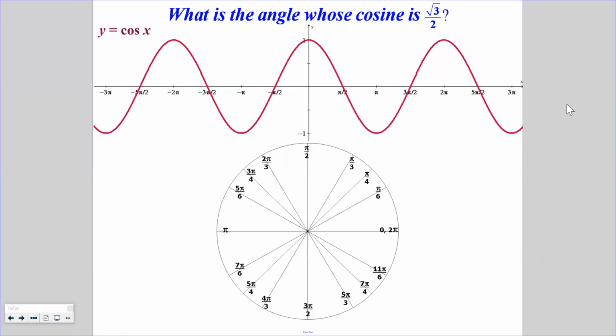All right, so similarly, what if I ask this question? What is the angle whose cosine is √3/2? So √3/2 is the decimal value 0.866 something. So let me just sketch a curve somewhere like that, all right? There are many angles, again, where cosine is equal to √3/2. We only need to list one of them. I don't want to know all of them because cosine goes on to infinity.